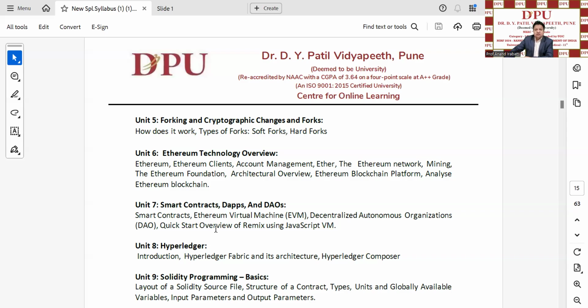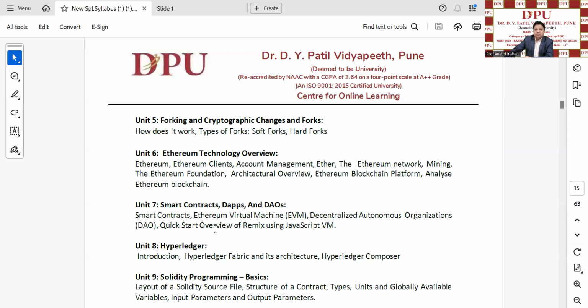Like a JVM works, in the same way EVM also works in case of the blockchain technology. So we are going to learn about how EVM works. Then we are going to learn about the decentralized autonomous organizations, that we call DAOs. And we are having a quick overview of the Remix using JavaScript and VM.